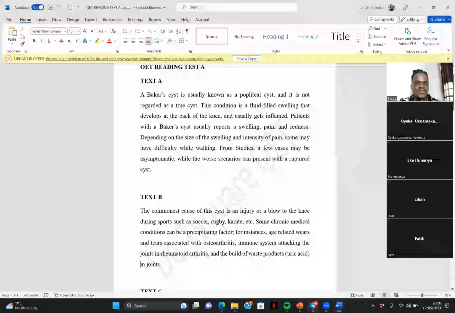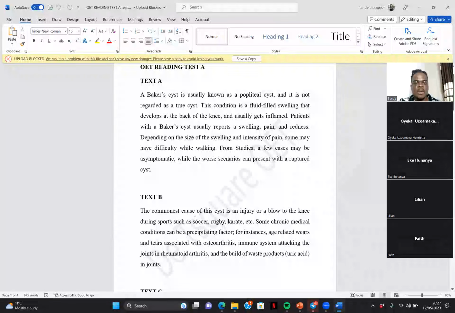This condition is a fluid-filled swelling that develops at the back of the knee and usually gets inflamed. So here it is defining this. If you read further through, which you will not have time for in the exam, it talks further down about the signs and symptoms. You don't read everything, you just read the first sentence and scan through. It will give you an idea what the text is talking about.